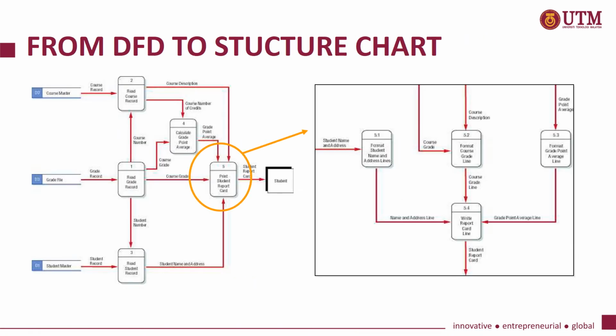Now, we attempt to translate a DFD to structured chart. So, you can refer to process 5 in the DFD diagram 0 in the first diagram here, and also the DFD child diagram in the second figure. As you can see here, there are 4 processes involved in the child diagram of process 5.